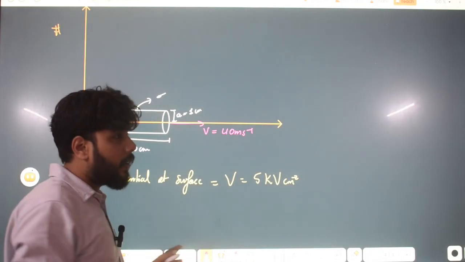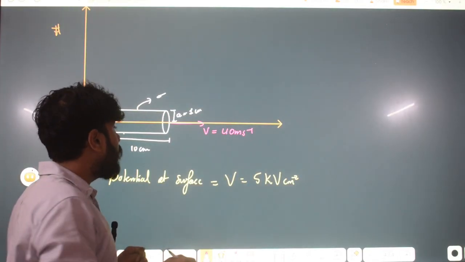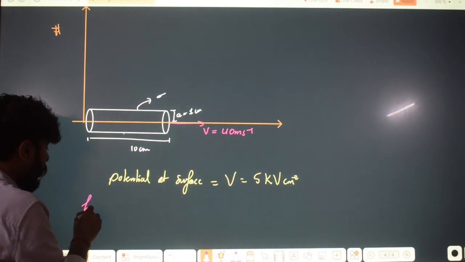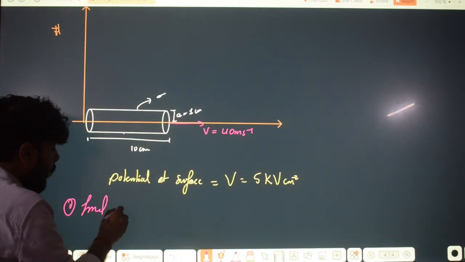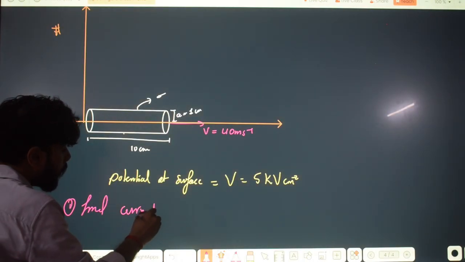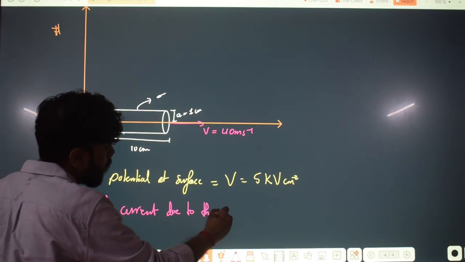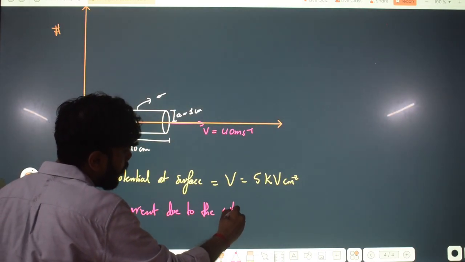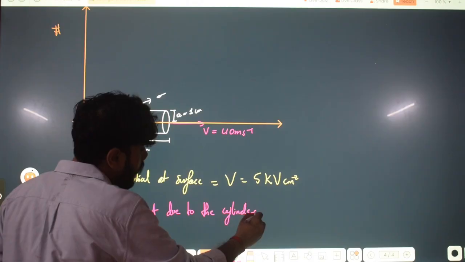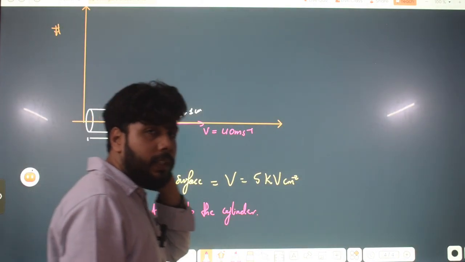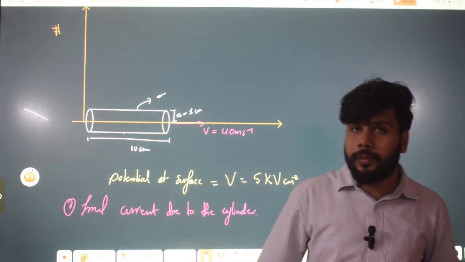So what has been asked? You have to find the current due to the cylinder. So that question, my friend, is going to be your homework question, and you have to complete it, and we will discuss this question in the next class. Okay.